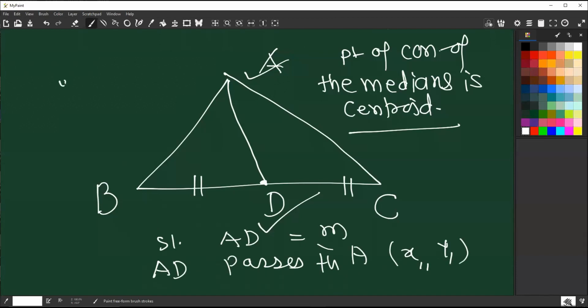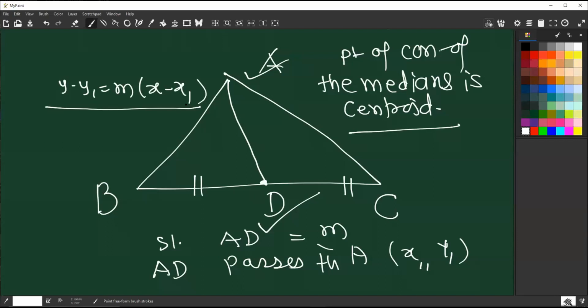तो मुझे M पता है, x1, y1 पता है, तो I will use slope point form. You know the slope point form, no? Y minus y1 is equal to M into bracket x minus x1. I will use this and get the equation of any median. So we are sorted with altitude, we are sorted with perpendicular bisector, we are sorted with slope of the side or median from any point.